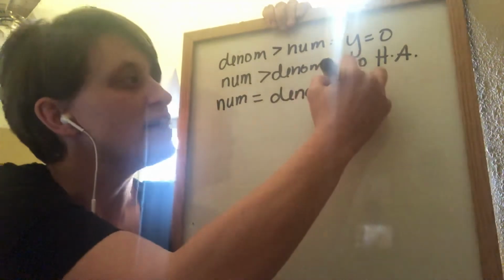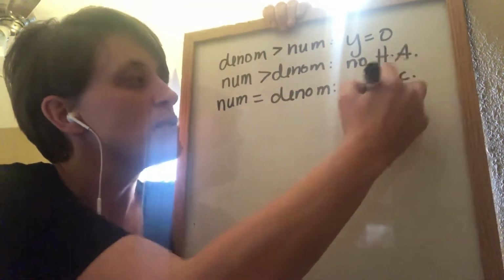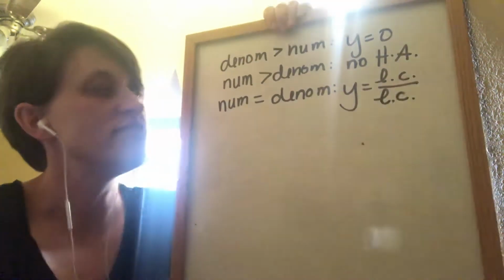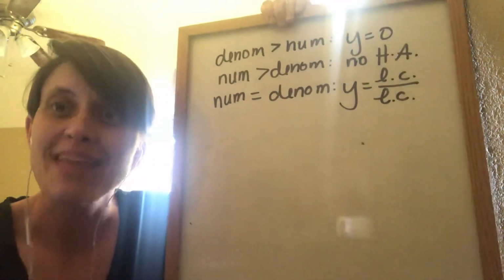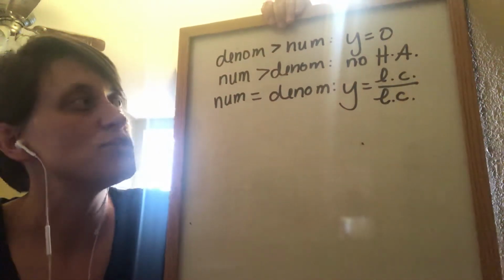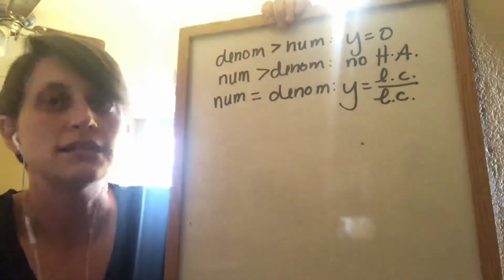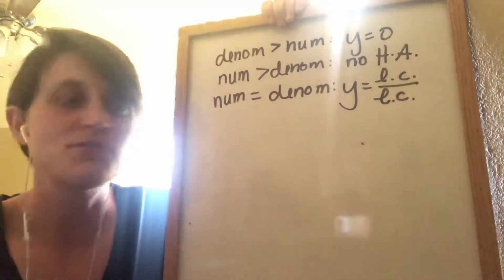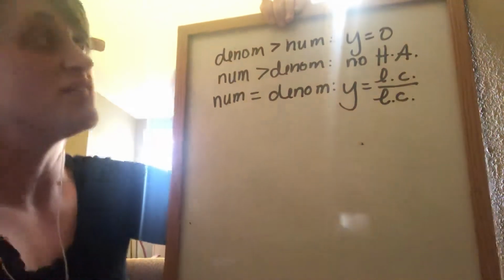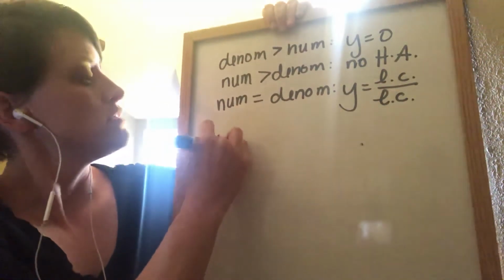What we do to find what it approaches is we look at the leading coefficient of the numerator divided by the leading coefficient of the denominator. And that's what gives us our horizontal asymptote. So go ahead and take a second to write these rules down, because once you have these rules, it's really easy. You just identify the degrees, and you know the answer and it's done. So let's do an example.